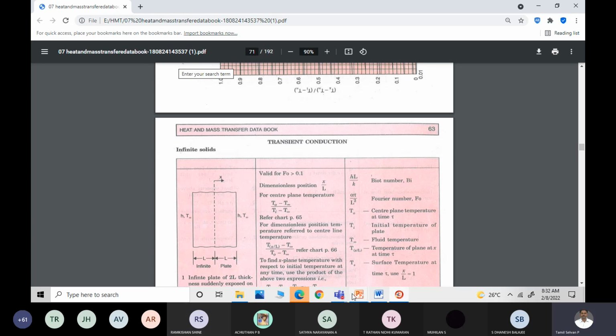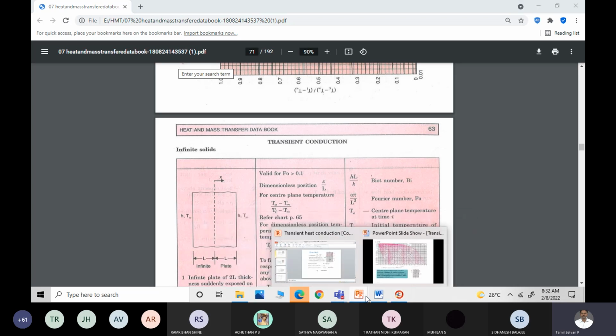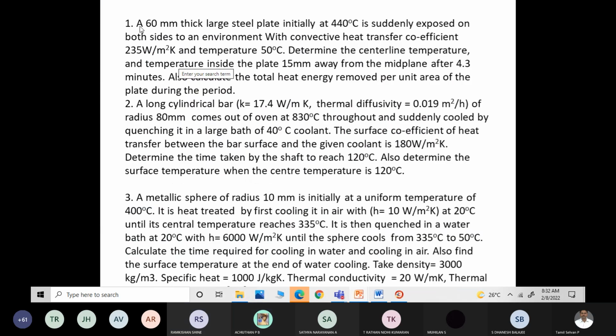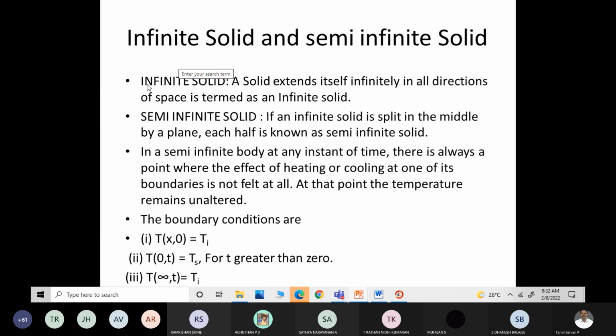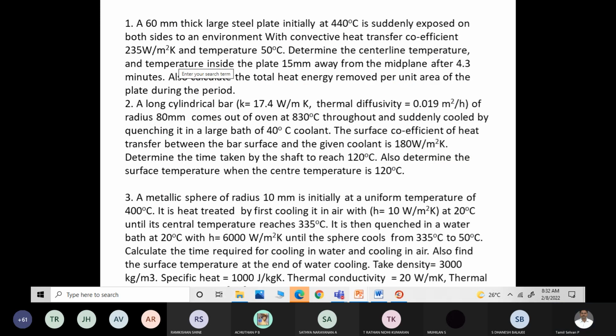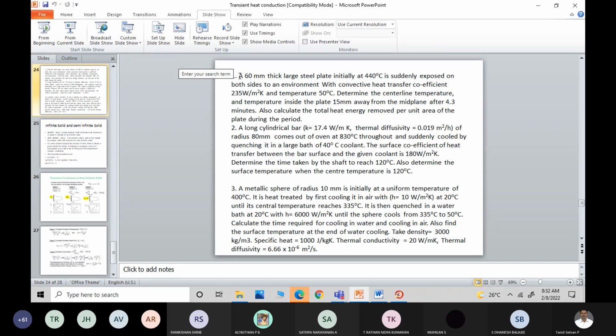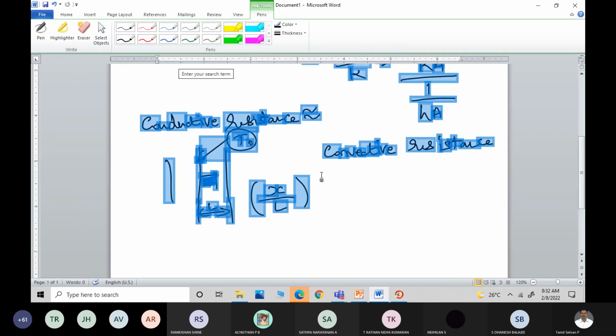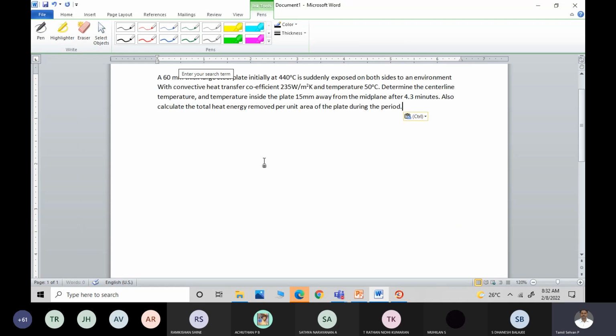Okay, sir. Shall we start one problem in this infinite solid? A solid extends itself infinitely in all directions except one is an infinite solid. All of you please take your data book, and from the data book for steel, please tell me the values.